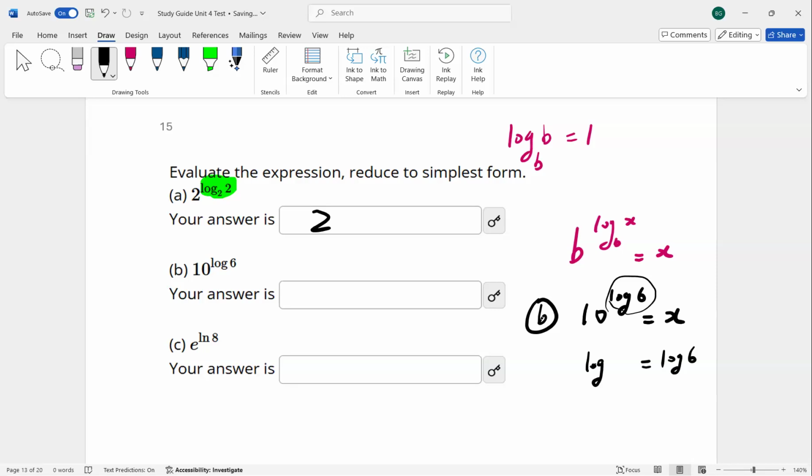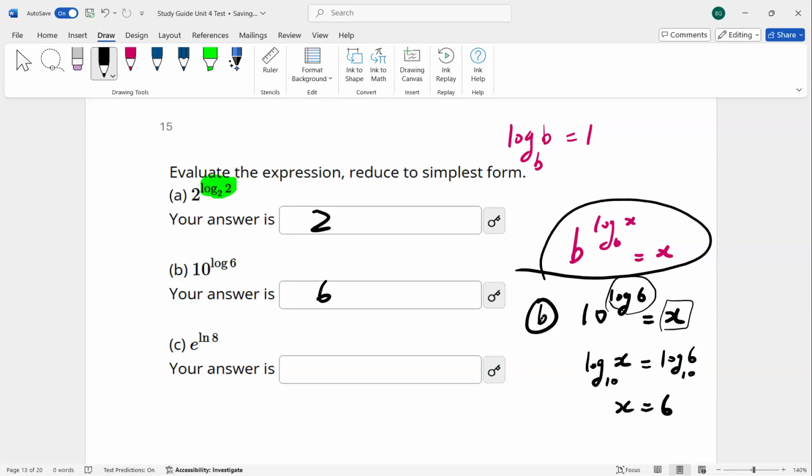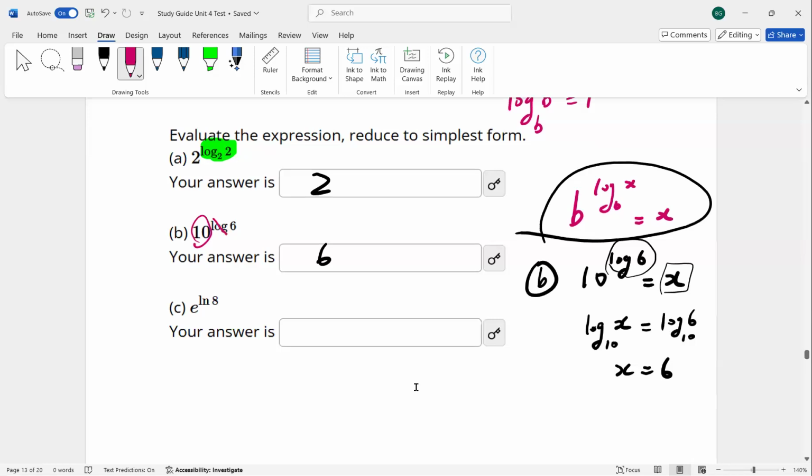If we switch to logarithmic form, we have base 10, and this is going to be the argument. So as you can see, x equals 6, right? x is going to be 6. If you know this formula, you can know it's 6 directly, because this base 10 cancels the log with base 10. The exponential function with base 10 and the logarithmic function with base 10 are inverses of each other, so they cancel each other. So you have 6. Same with here: the e would cancel the ln, so we have 8.